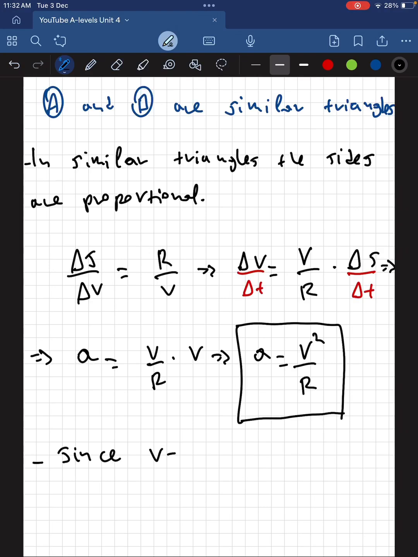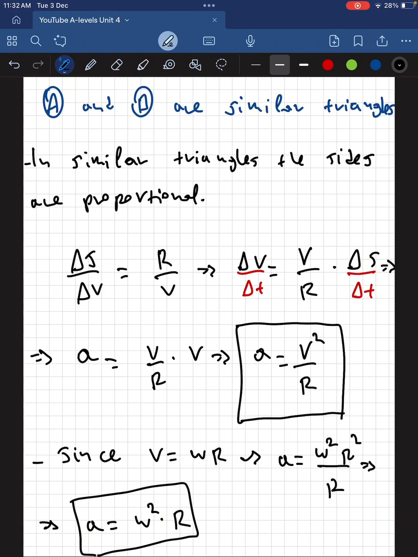Okay, now let's do one more thing before we finish this video. Since V is omega times R, I can plug V in to get A is equal to omega squared R squared over R. So A is also omega squared times R. So depending on the situation, we will use either V squared over R or omega squared times R. And this is it for circular motion. We defined angular velocity, the relationship between linear velocity and angular velocity, and we also defined angular acceleration.